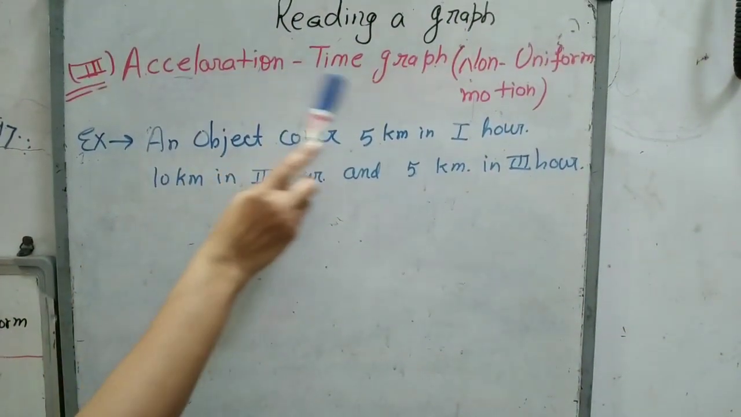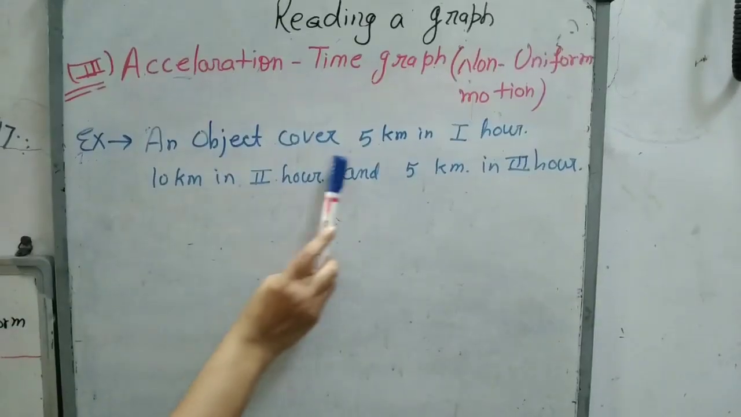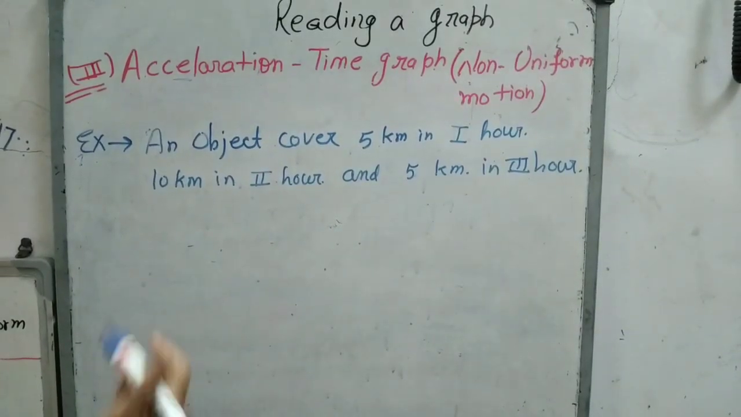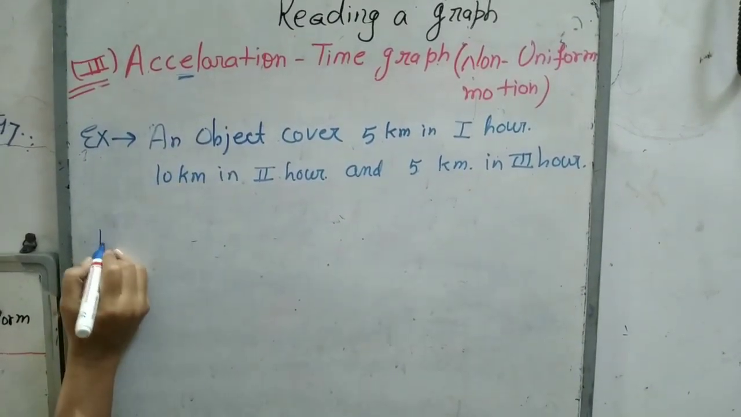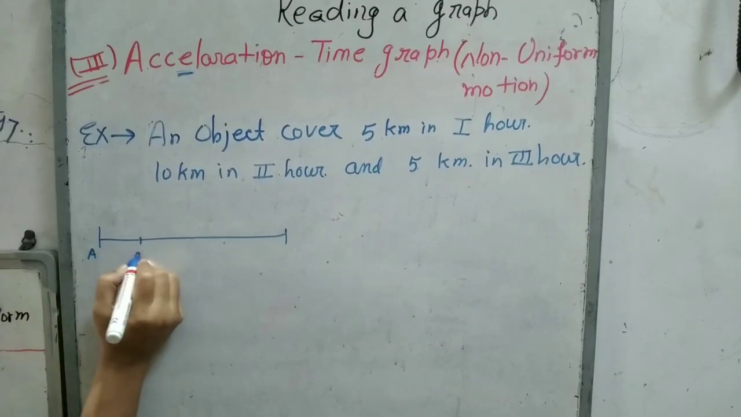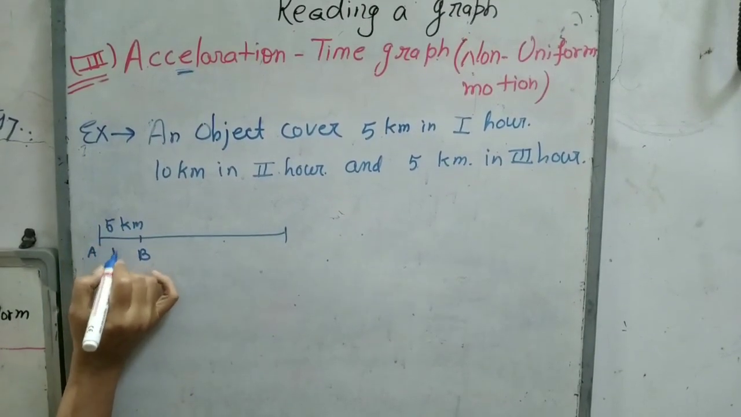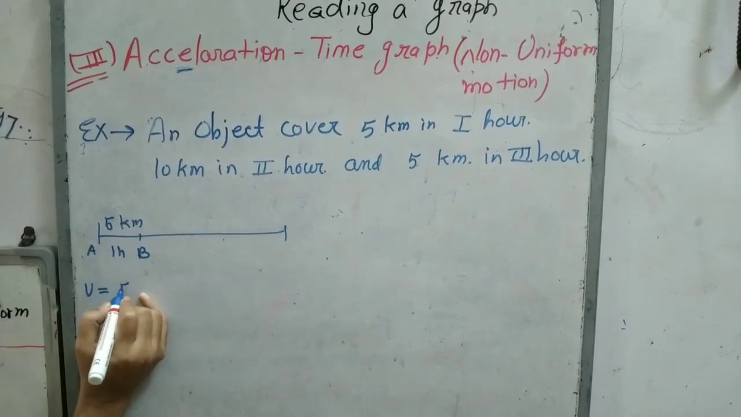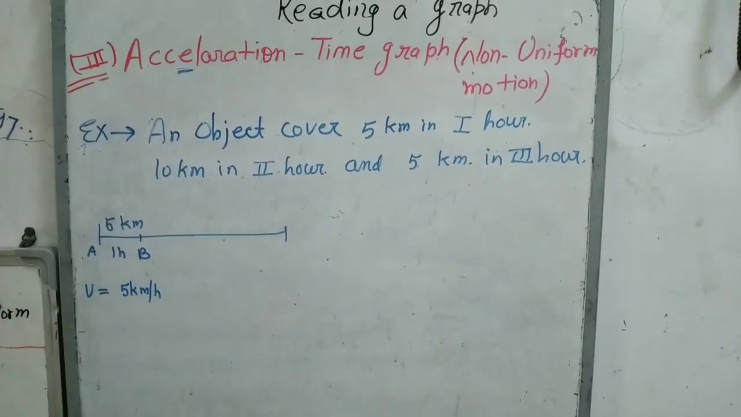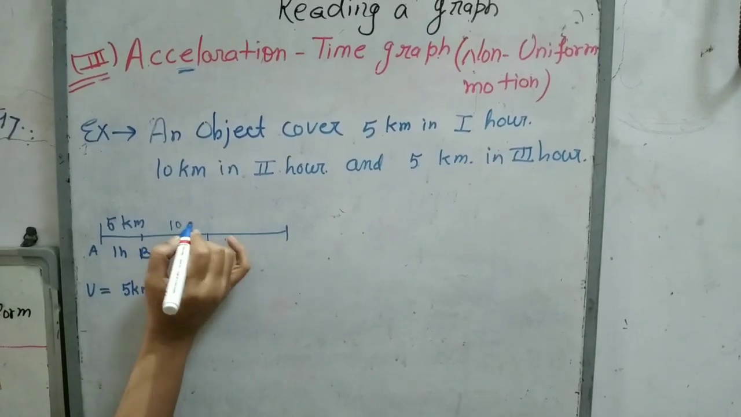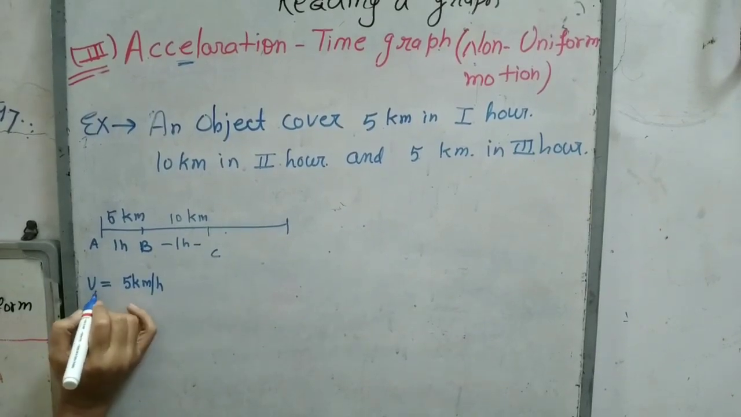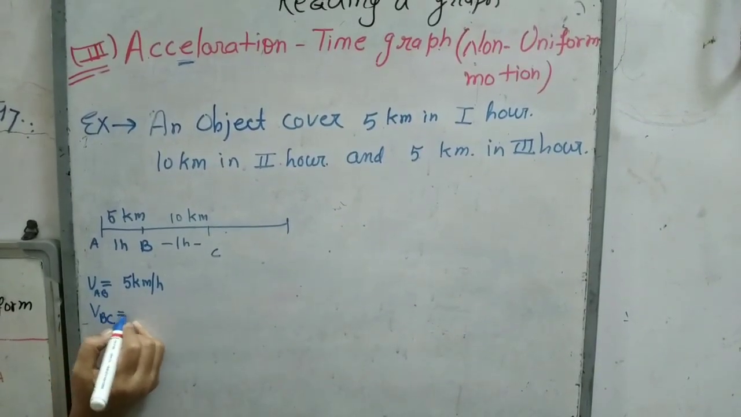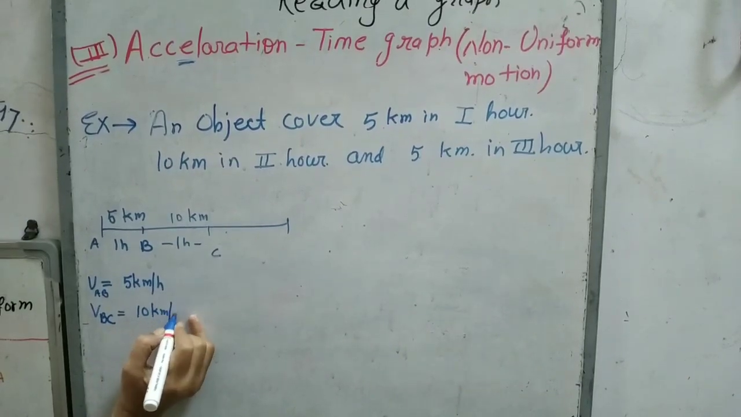This is done. So now third condition of acceleration time graph is non-uniform motion. Again I have taken the same example now, but we will observe the acceleration of this given condition. So now object is traveling 5 km in 1 hour. Okay, so what will be the velocity? Velocity will be 5 km per hour. Now B to C, it has traveled 10 km in next 1 hour. Okay, so what will be the velocity under BC?